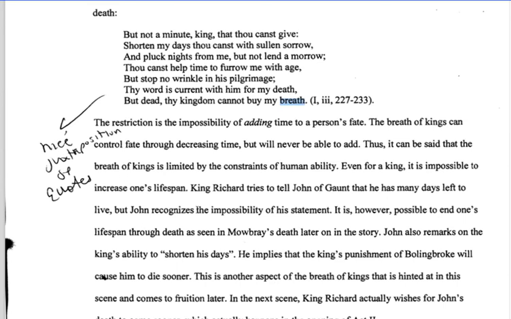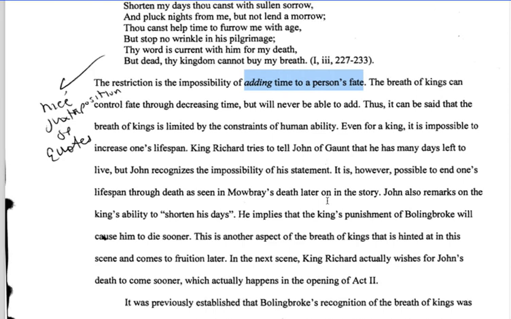in order to show the limits of a monarch's power, right? You can delay things, you can shorten days, but you cannot extend time. See what the student's done? A monarch has the ability to do this through his breath, but he does not have the ability to do this. These two quotes put next to one another really do a nice job of showing the power of a king, but also the limits of a king's power as well.